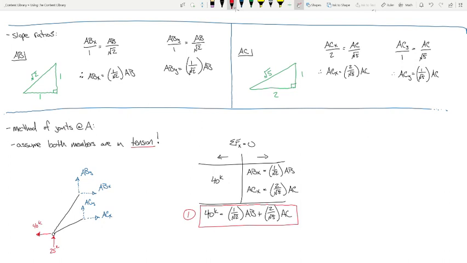So I think it's probably a foregone conclusion we are going to have an equation 2. So what's going to happen here is we're going to get that by summing forces in the y direction.